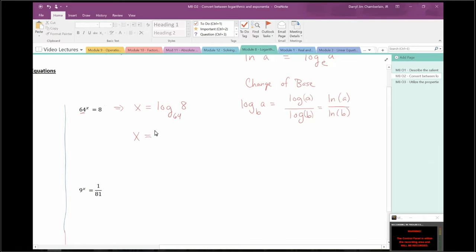So, using this change of base formula, we can look at this as log of 8 divided by log of 64. So now if we're putting this in our calculator, we would get 1/2. And we knew that the square root, which is the same thing as saying something to the 1/2, the square root of 64 is 8.